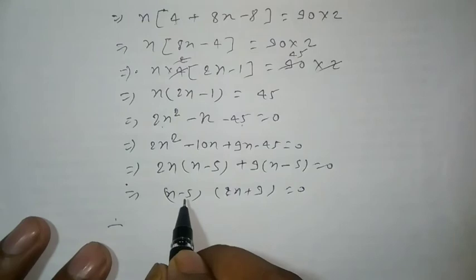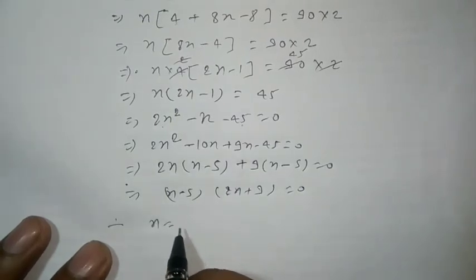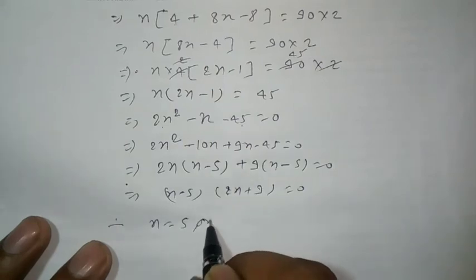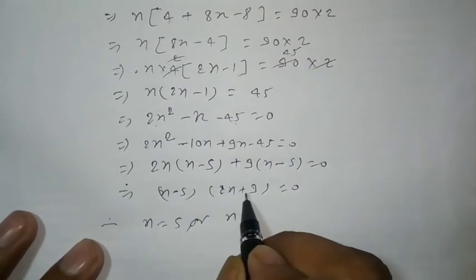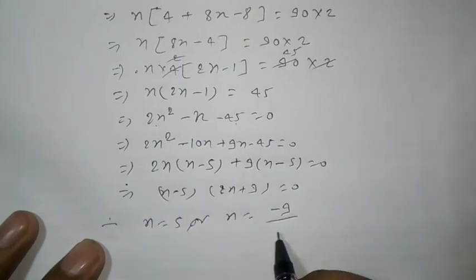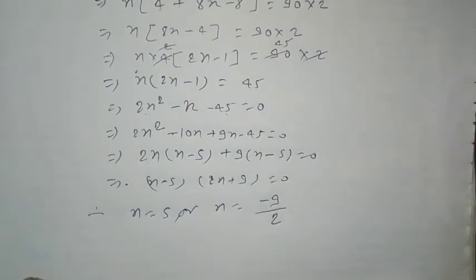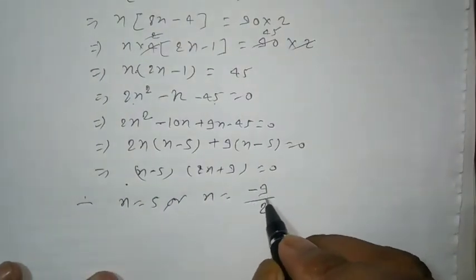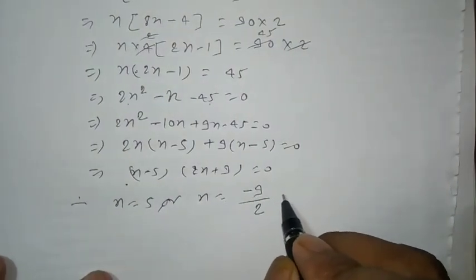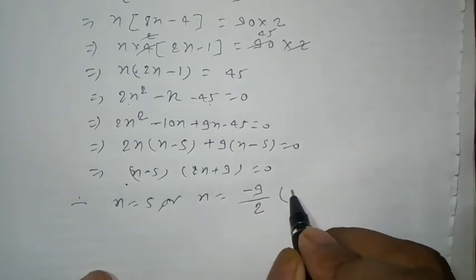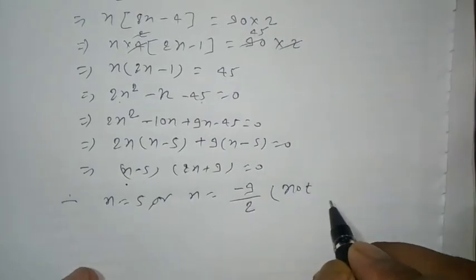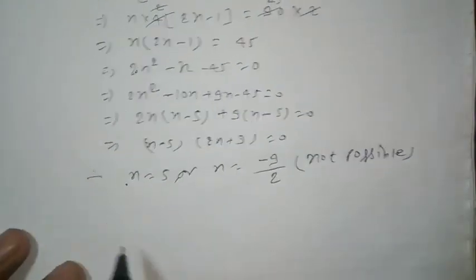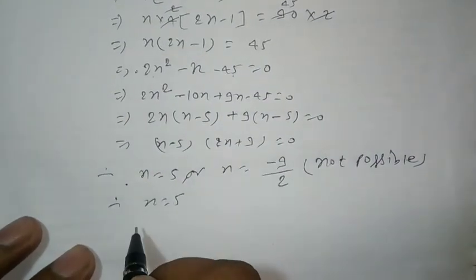Therefore, minus 5 goes to the other side, then n is equal to 5, or n is equal to minus 9 by 2, since 2 is in multiplication, so it goes to the other side and divides. The value of n is negative, which is not possible. Okay, so this is not possible. Therefore n is equal to 5.